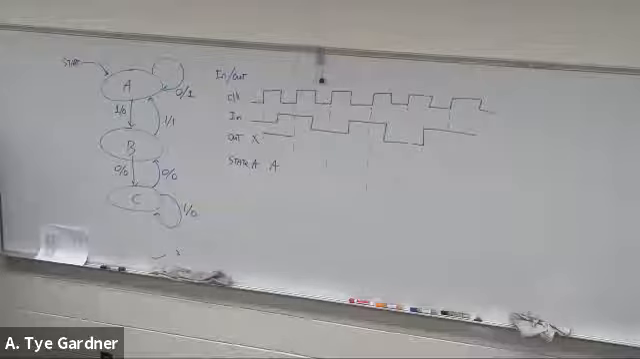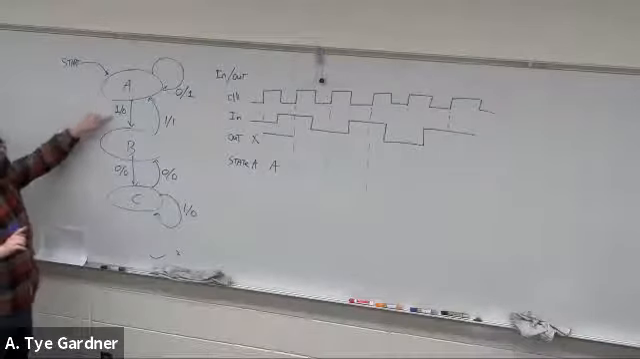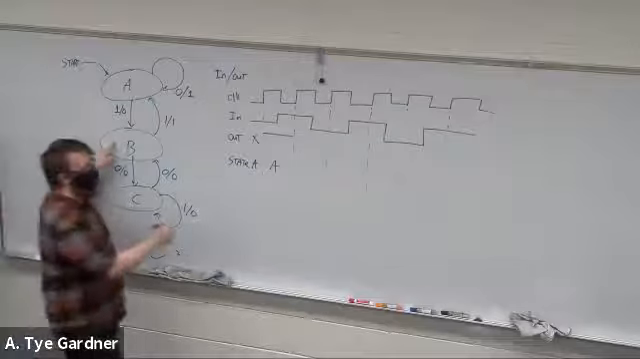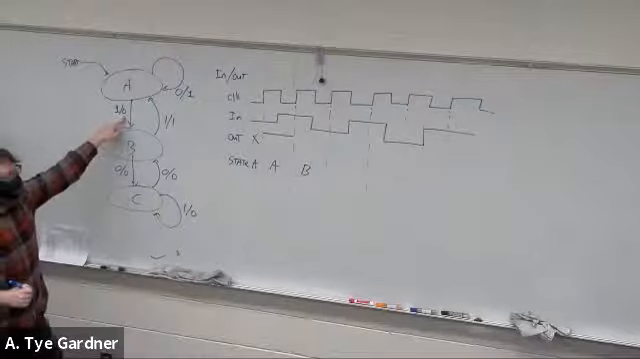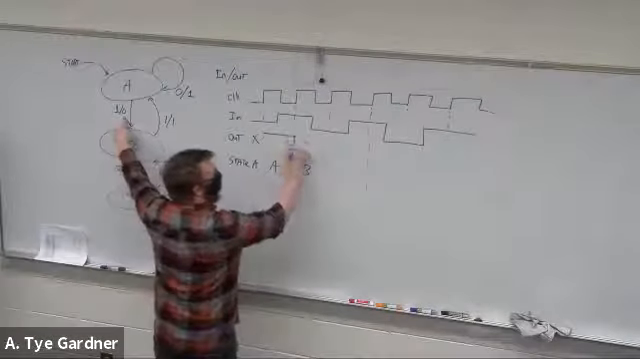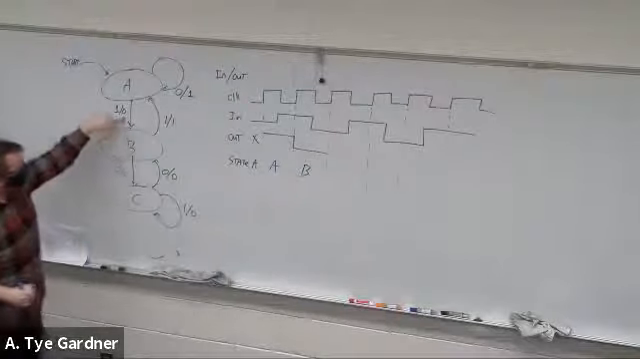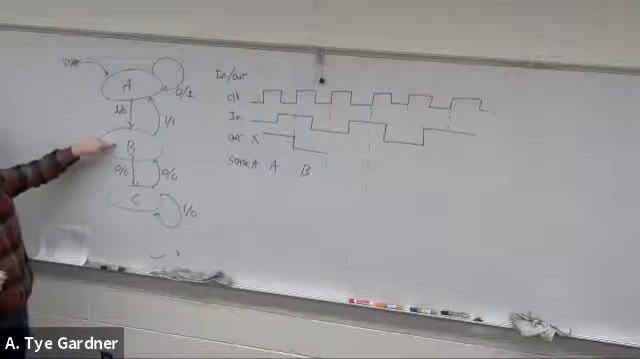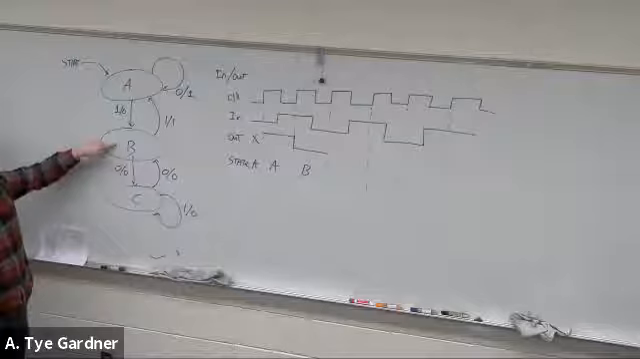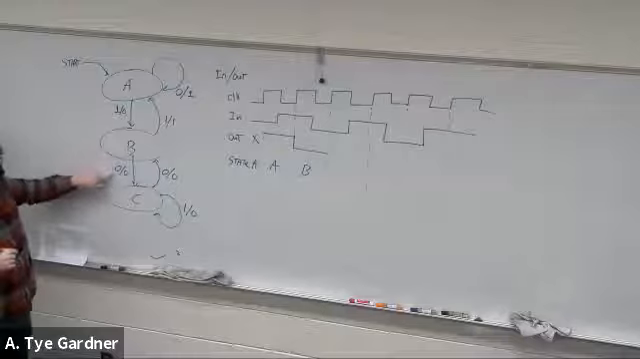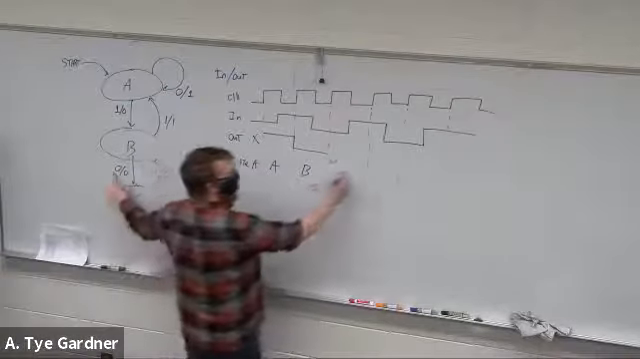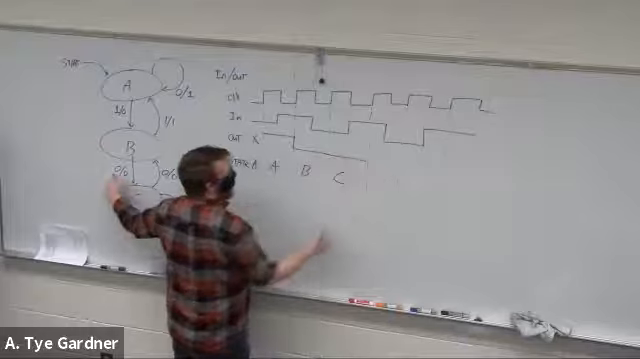All right. Next up, I get a rising edge of a clock. I'm in state A. I see a 1 as my input. That means I move to state B, and my output is now 0. Now I'm in B. I have a rising edge of a clock. What state do I go to? C. This input is 0. I go to C, and my output stays 0.